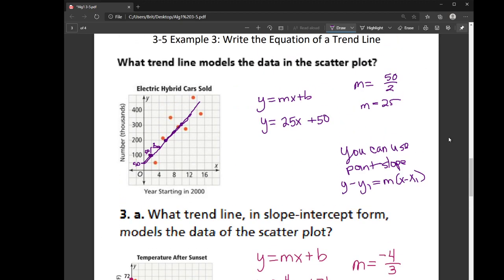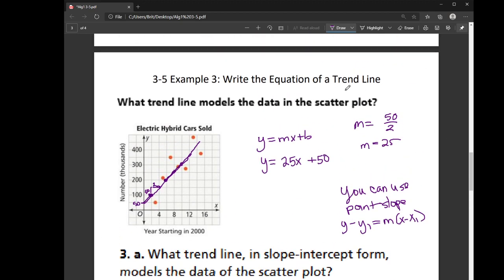There we go, so that's how to estimate a trend line by hand. Like I said, you're never going to get a really good one when you do it by hand. So my next video will be with technology.